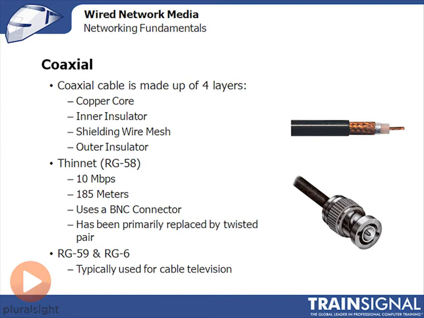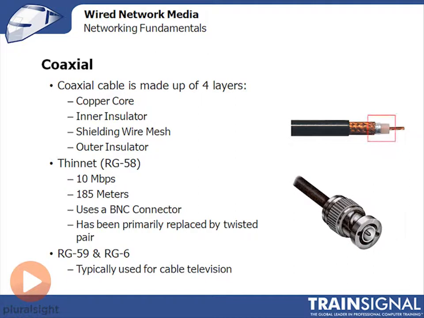Now, another type of copper cable that we have is something called coaxial. A coaxial cable is made up of 4 layers. If you look at the top picture, it shows one of these wires stripped down to be able to see each of those 4 layers. The innermost layer is what we call the copper core. This is the actual copper wire that the electricity is traveling on. Okay, so this is where the data is actually going to travel.